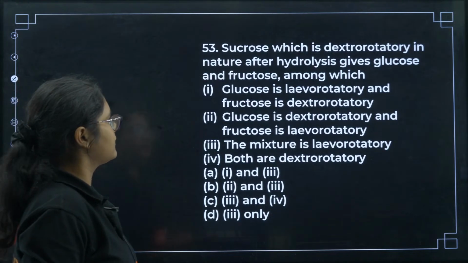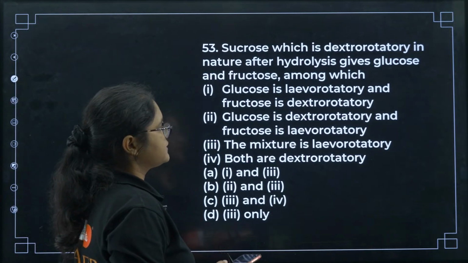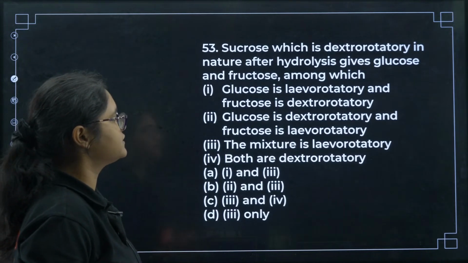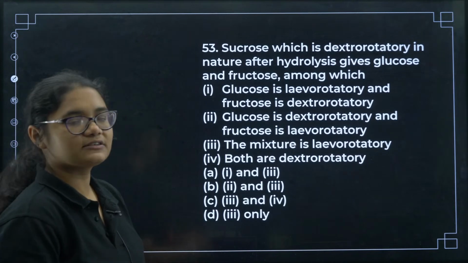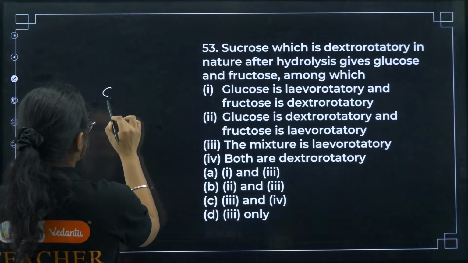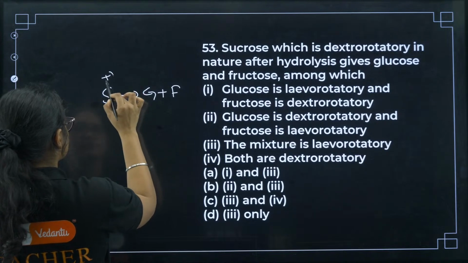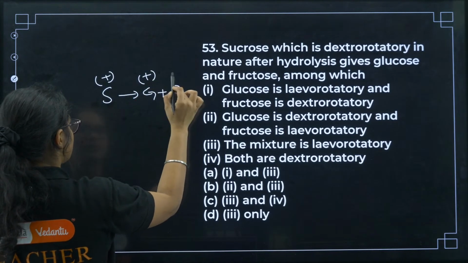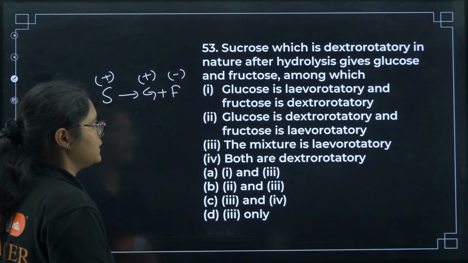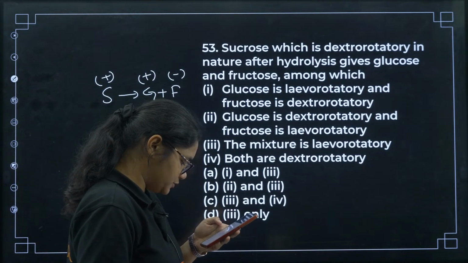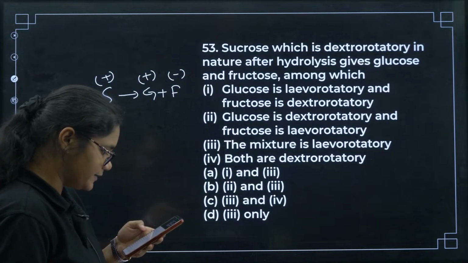Next question number 53. Sucrose is dextrorotatory in nature. After hydrolysis it gives glucose and fructose, among which? Just now I discussed. See, sucrose will give you glucose and fructose. Sucrose is dextrorotatory, glucose is dextrorotatory, and fructose is levorotatory. Okay, so I have already answered. You can tell me which one is the correct option here.